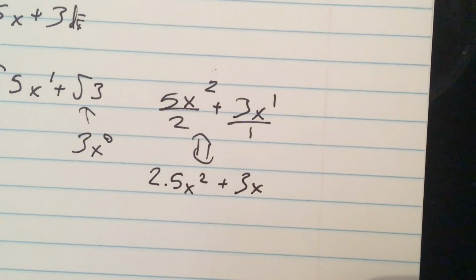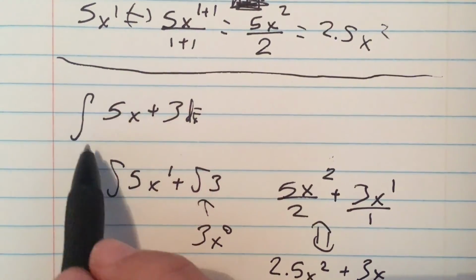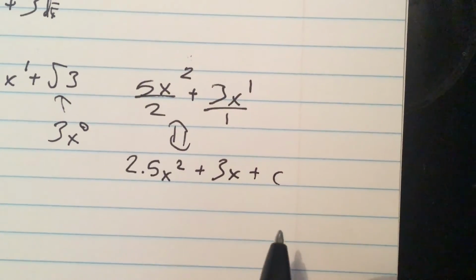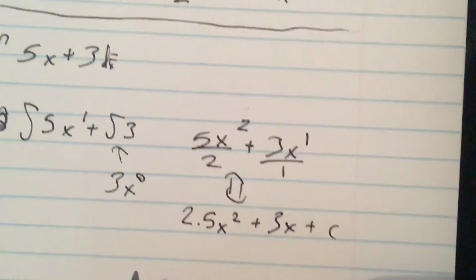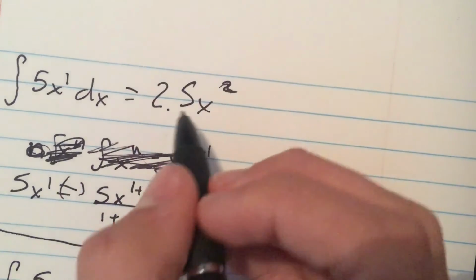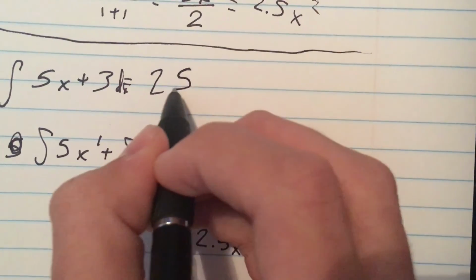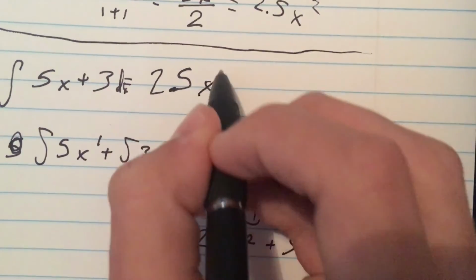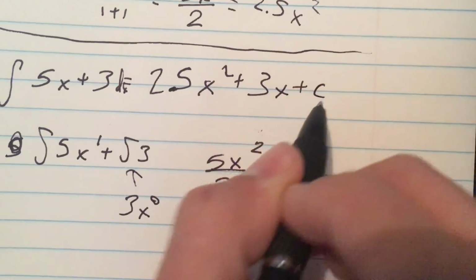And also, there's something I forgot to mention. Whenever you have an indefinite integral like this, where there's no numbers at the top and the bottom of the integral, you add a plus c, which is just a constant. I don't fully understand it. I just write it like that, because that's what it says to do. So, on this answer up here, it's that plus c. Okay, so the answer is 2.5x squared plus 3x plus c.